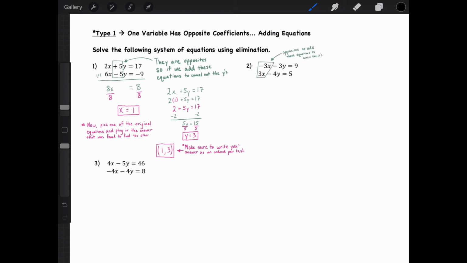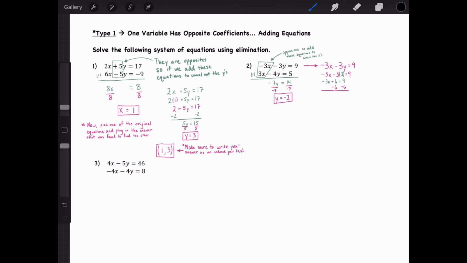For problem number 2, our x's are opposites of each other. So then from here, I add to cancel out the x's, leaving me with an equation to get y by itself, which gives me negative 2. Then, for this one, I also pick the top one so that I can plug in y and find x.